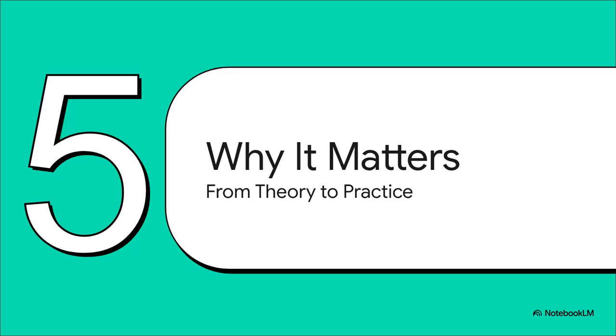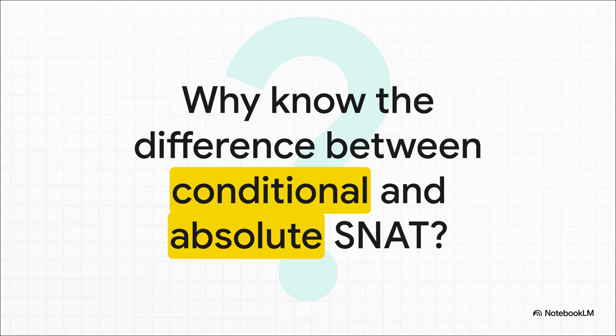All right, we've gone deep. We've talked DNAT, SNAT, network rules, application rules. It's a lot, I know. So let's zoom back out and connect all these technical details back to the real world. Why on earth does any of this actually matter? It's a totally fair question. I mean, why get so obsessed with these details? Why should you care about the difference between a conditional SNAT on a network rule and an absolute SNAT on an application rule? How does that actually help you do your job?